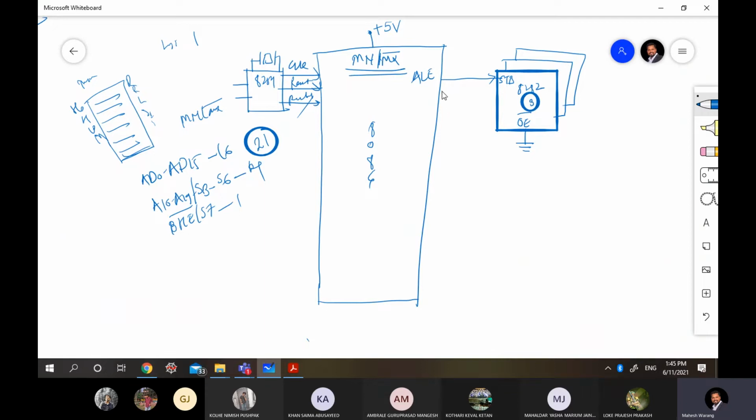Fine. And after that, you just give all the lines. Let's suppose I give AD0 to AD15. Then I will give A16 to A19 multiplexed with S6 to S3 and BHE bar multiplexed with S7. So all these pins are given to this one. Now tell me, at the output what will be available?